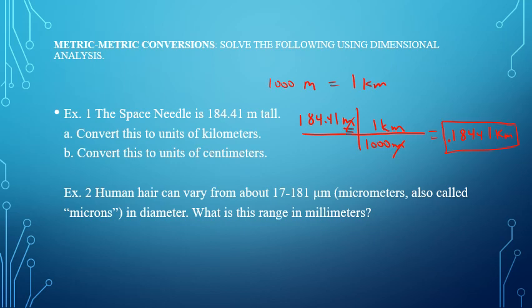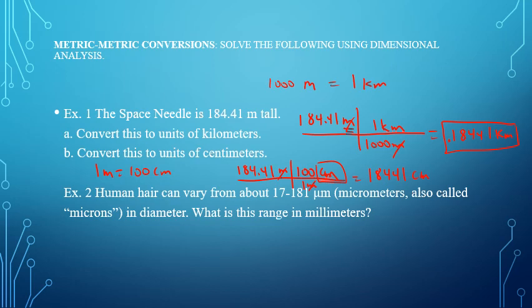And now for the same type of process, I'm going to convert this to units of centimeters. So for this problem, 1 meter is the equivalent of 100 centimeters. So I take the 184.41 meters, and I'll take 1 meter into the denominator. That way my meters will cancel. The equivalent again is 100 centimeters. And now I just need to multiply these two numbers together. So I'd have 18,441 for my number of centimeters.